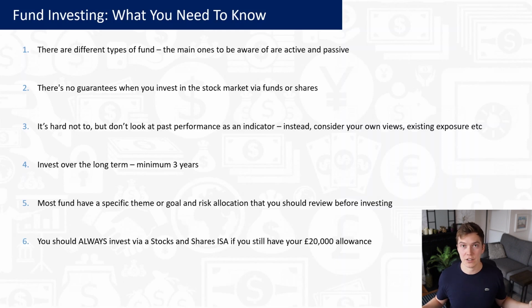It's completely tax-free. Now, there is a limit to how much you can invest in a stocks and shares ISA. The limit is currently £20,000 per year, and each year ends at the beginning of April. So if you're looking to invest now, make sure that you invest in a stocks and shares ISA, and that way you're not going to pay any tax on any gains or income that you get as a result of investing in those funds.